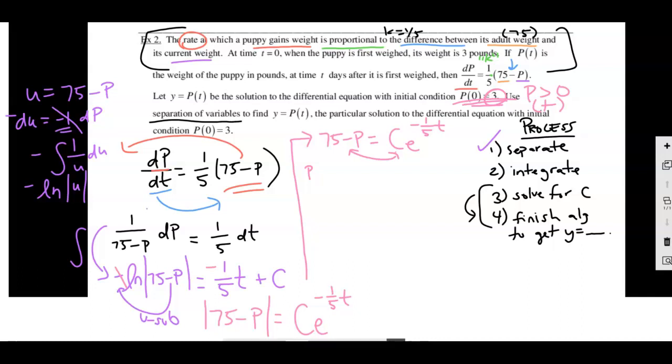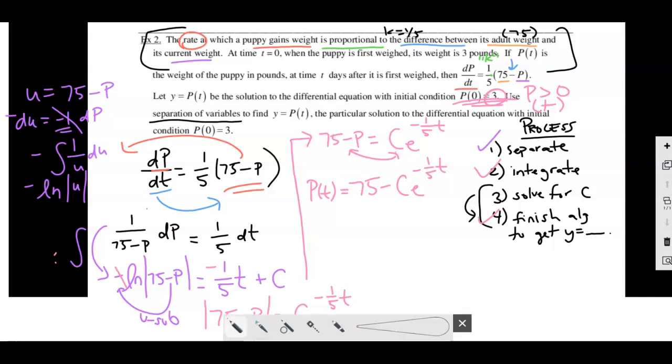Actually, I'm going to erase that and make it a little bit bigger. We've got the p value, and I'm going to write p. You can change it to p of t if you want. P is going to be equal to 75 minus c e to the negative 1/5 t. Oh, I forgot our steps, didn't I? We integrated. I was way back here. We've actually finished the algebra now also.